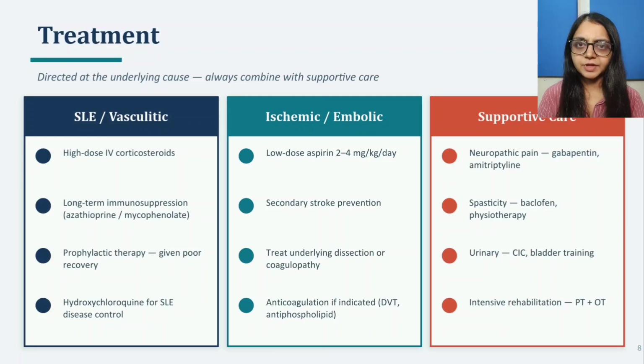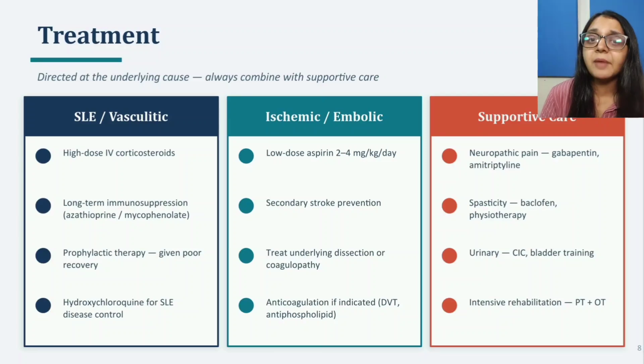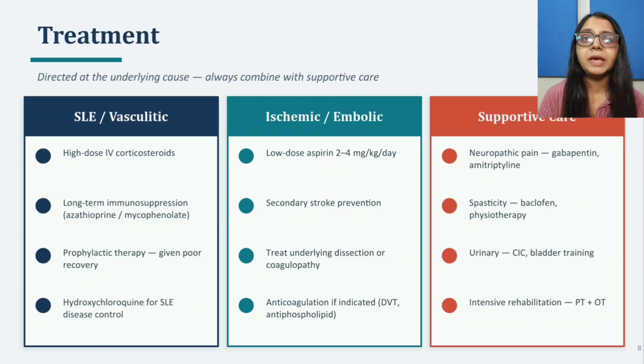And regardless of the underlying cause, supportive care is a massive part of management. Neuropathic pain management, spasticity management, baclofen, physiotherapy. Urinary symptoms, bladder training, clean intermittent catheterization. Rehab, early physiotherapy and occupational therapy make a real difference in outcomes.